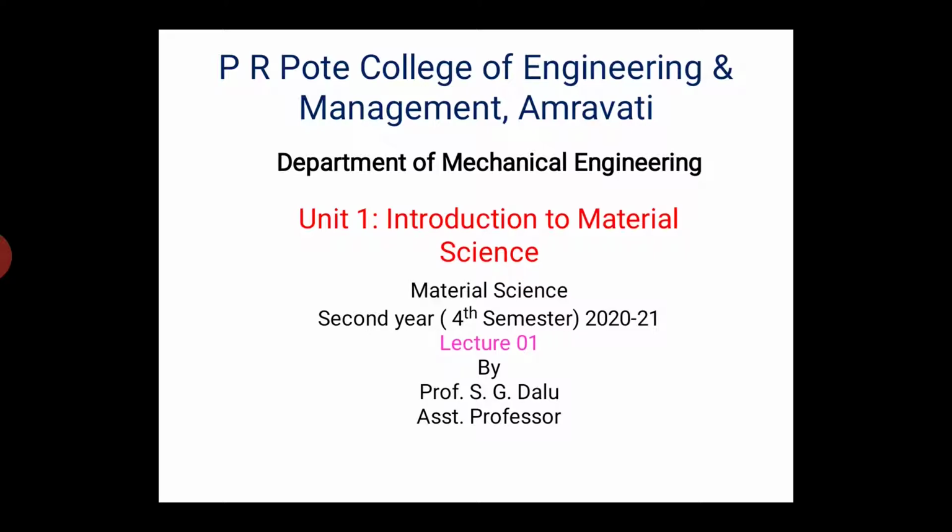Next is the sixth unit. The sixth unit is regarding powder metallurgy. In the sixth unit we will have to study the different methods to produce the powder, then the different methods to produce the finished component from the powder. So this is regarding the syllabus of material science.